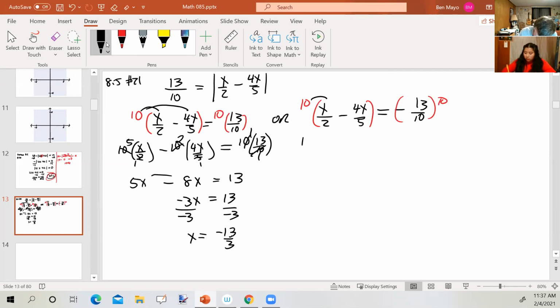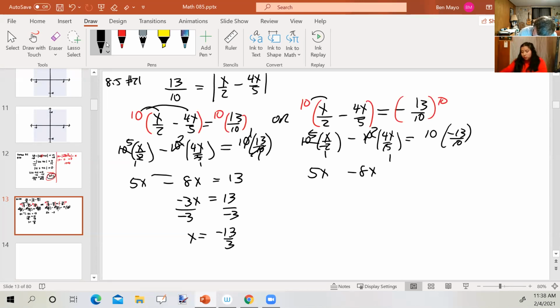Distributing, I'm going to get 10 times x over 2 minus 10 times 4x over 5 equals 10 times negative 13 tenths. Reducing, 10 over 2 is 5 over 1. I get 5x. 10 over 5 is 2 over 1 minus 8x. 10 over 10 is 1 over 1 equals negative 13. 5x minus 8x is negative 3x equals negative 13. Divide by negative 3 and x equals 13 thirds.